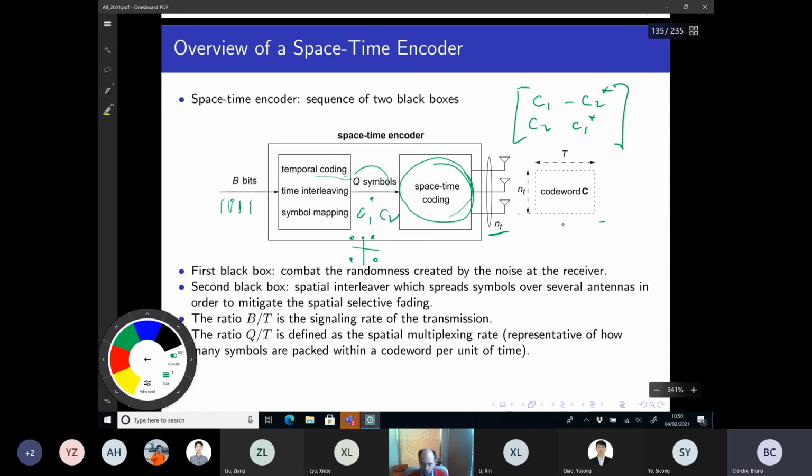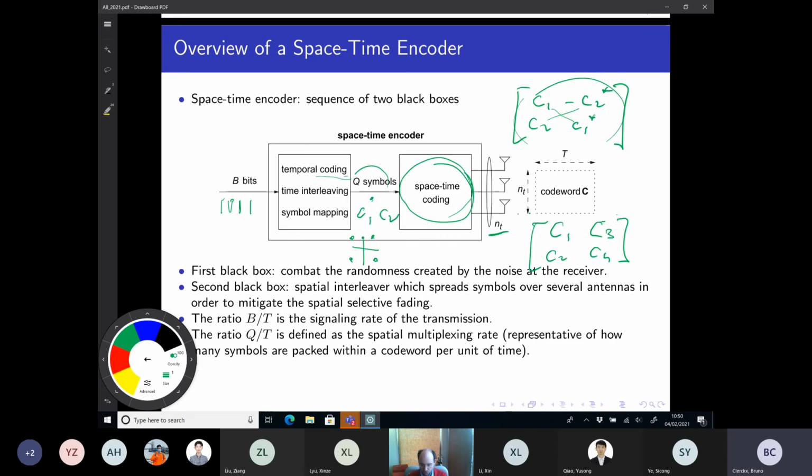You could have something where you transmit C1, C2, and then at the next time instance, instead of repeating this here and there, you transmit another pair, C3, C4, right? In that case, you see that here you have 2 symbol durations, but you transmit 4 symbols. Here you have 2 symbol durations, but you transmit only 2 symbols, right? Or you could have something else.